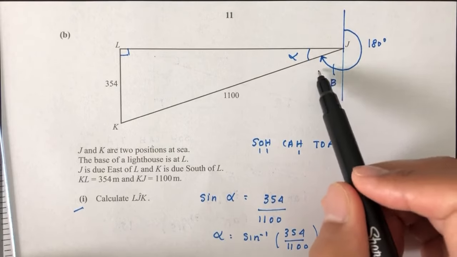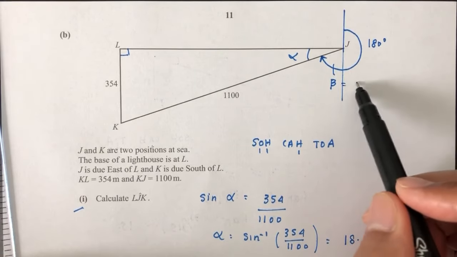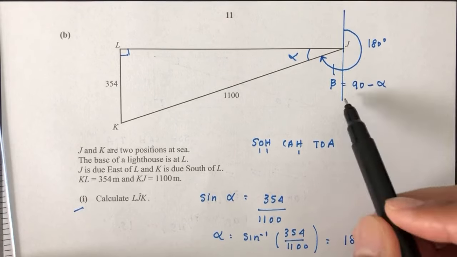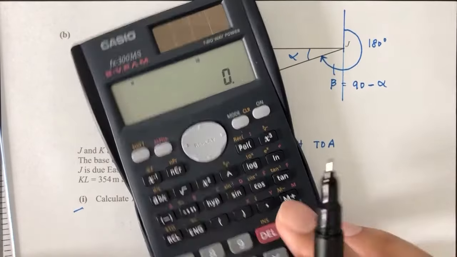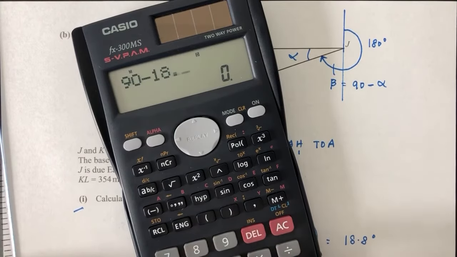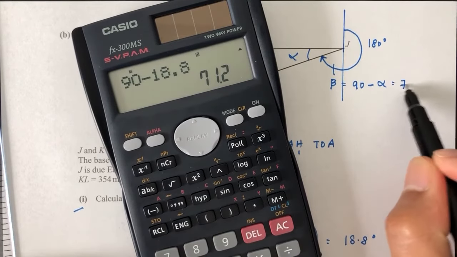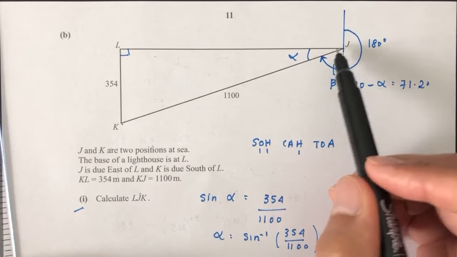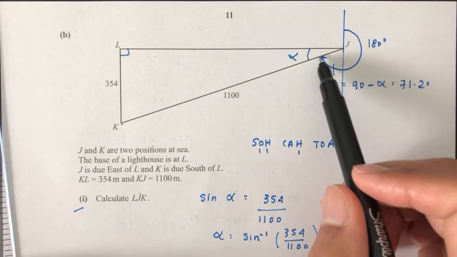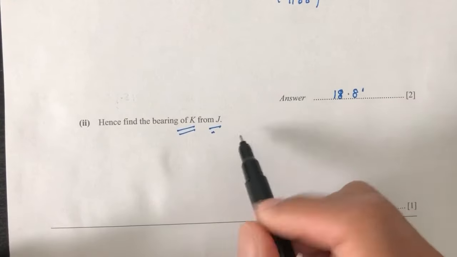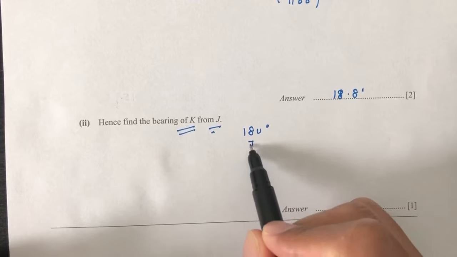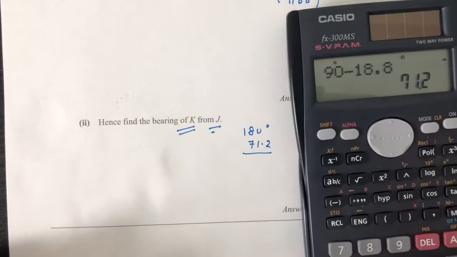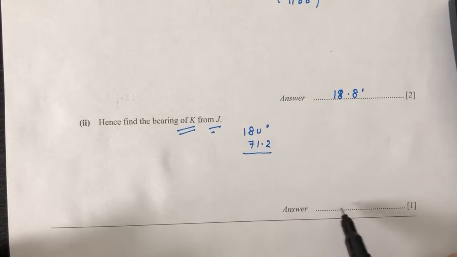This is 90, and you know this already. This will be 90 minus alpha. So let's do that. Alpha is 18.8, so 90 minus 18.8, that will give me 71.2. So the bearing of K from J will be 180 plus 71.2. So it will be 180 plus 71.2. That will be 251.2 degrees. And that is question number 5.